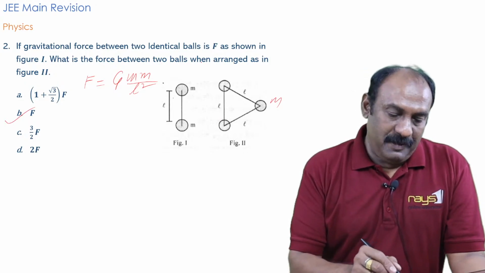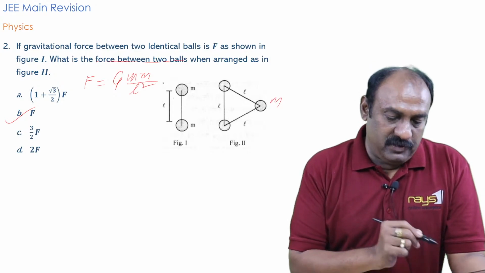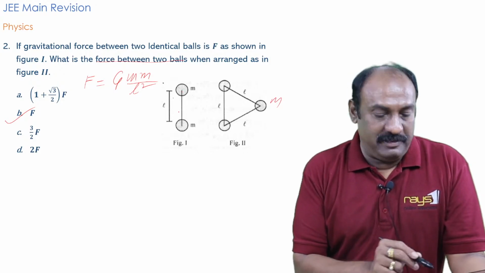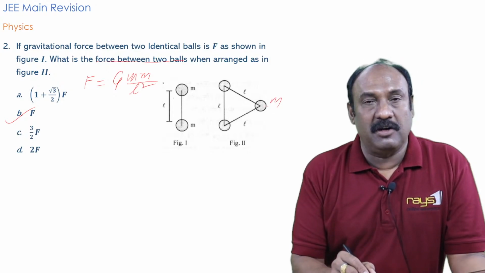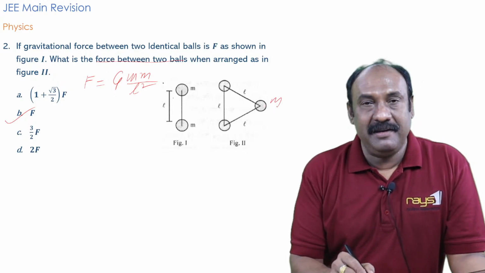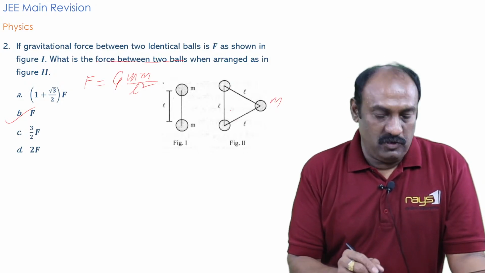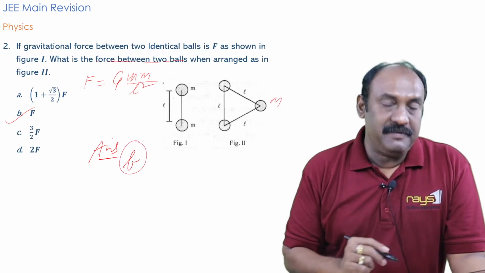So what is the force between two balls when arranged in figure 2? Indirectly, what is the force between these two initial balls? That is the meaning of the question. Even with the presence of this third ball of the same mass, it does not affect the force between the first two balls. So the answer is F, which is option B for question number 2.